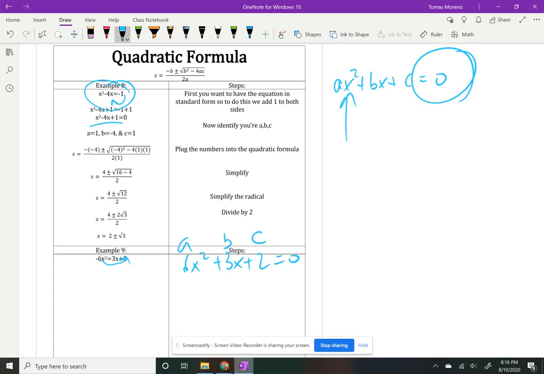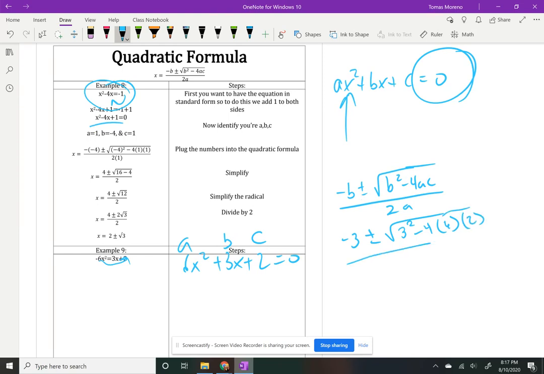So what I want you guys to do right now is pause the video and plug in what you know. Ready, set, go. All right, should be back. So negative b plus or minus the square root of b squared minus 4ac divided by 2a, right? So my b is 3, so I'm going to have negative 3. 3 squared minus 4 times a, which is 6, times c, which is 2, all over 2 times a, which is 6.